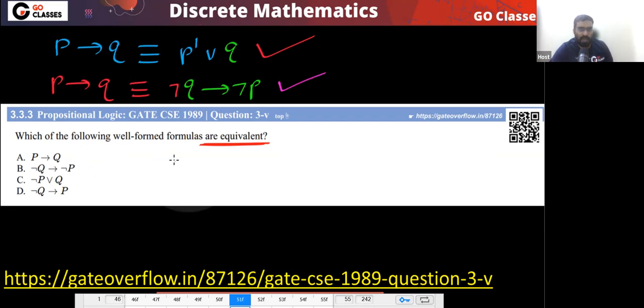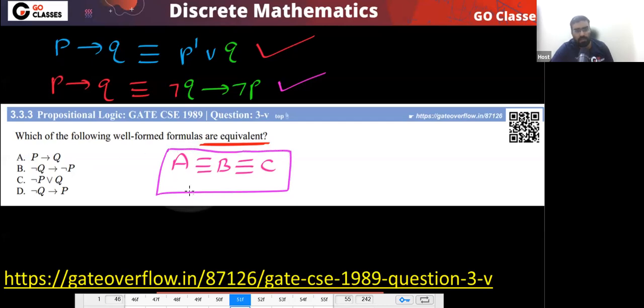So remember, A is equivalent to B. They are contrapositive. A is equivalent to B, and you can see that is equivalent to C. So A, B, and C are equivalent to each other. But you can notice that this option D, if you look at this option D, is this.